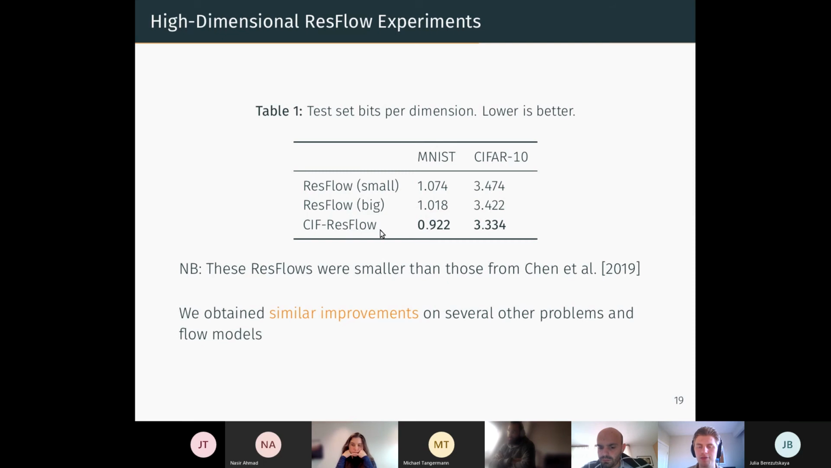So these two at the bottom are meant to have about the same computational complexity. And we have a litany of other experiments in the paper that you can check out.